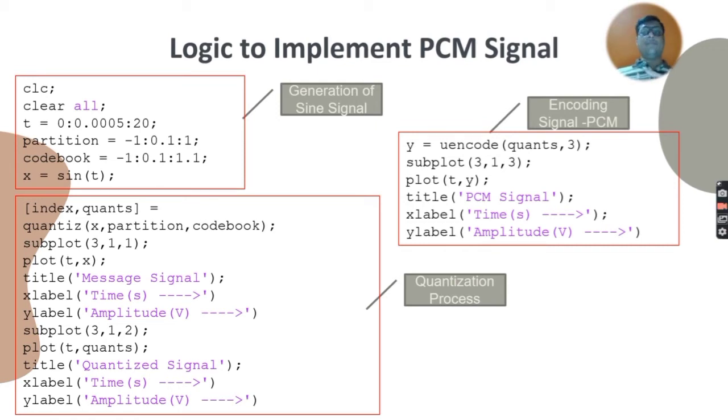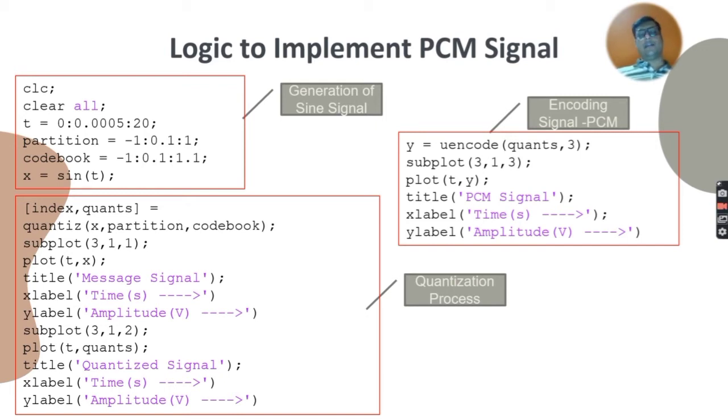This is one method. One more method to generate the quantized signal is simple: if you identify x is equal to sine t, then you put stem of x. If you provide the stem of x, the whole analog signal is going to be represented in a discrete manner. If it is discrete, it can be called a quantized signal. But since we are discussing the quantization process, we need to identify that quant value, so that it will be easy to understand.